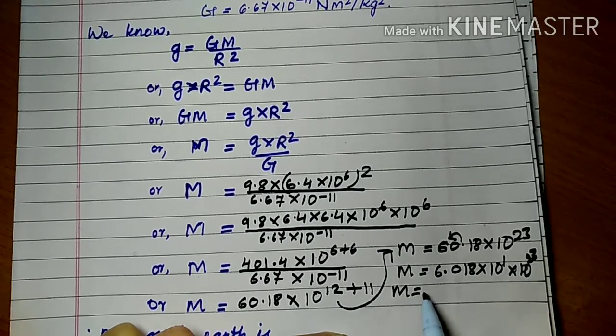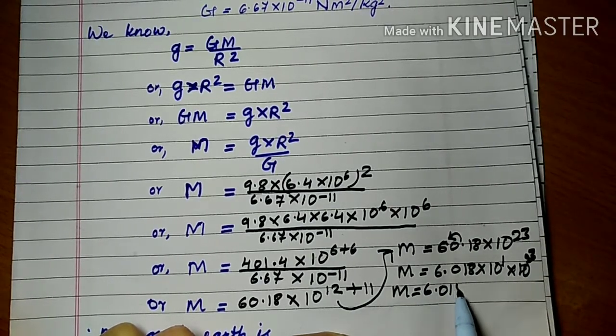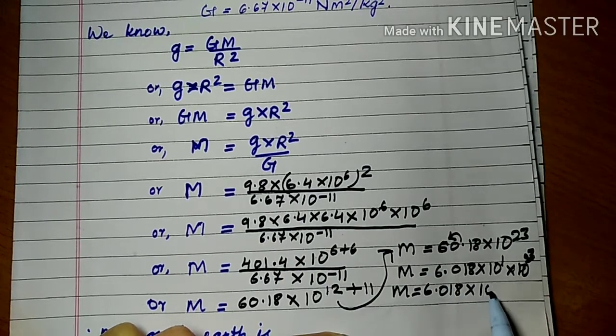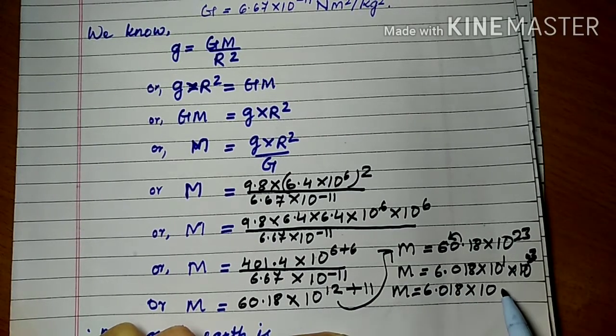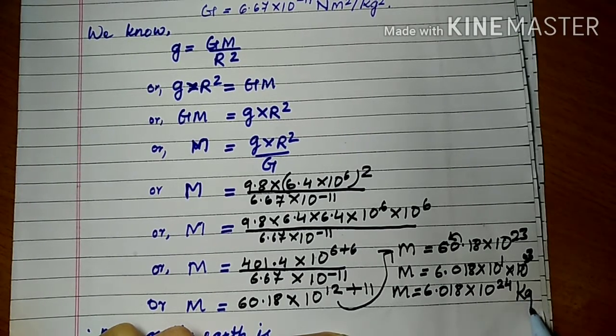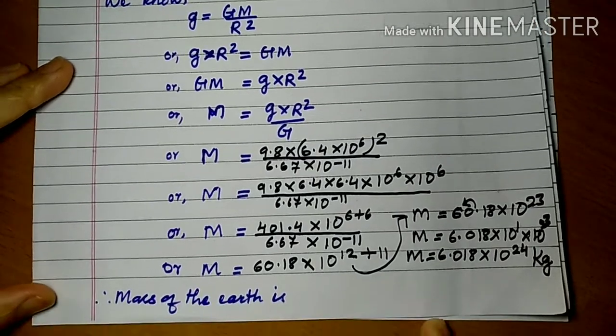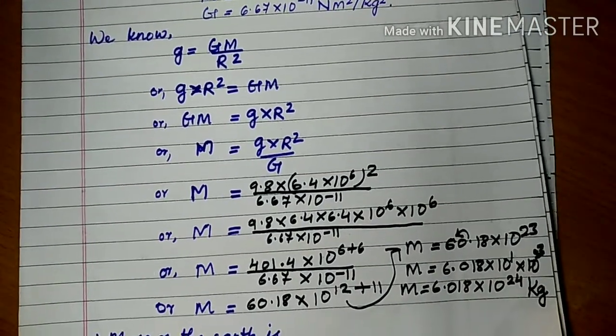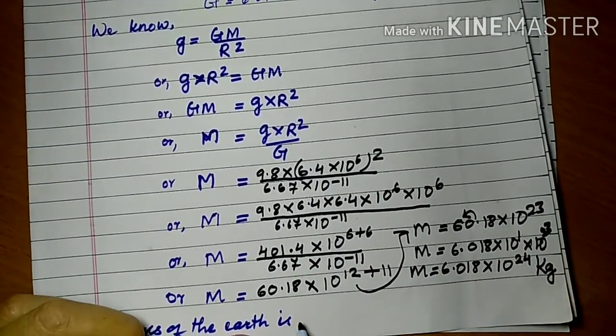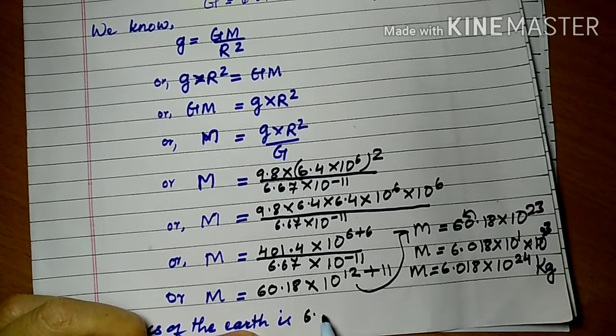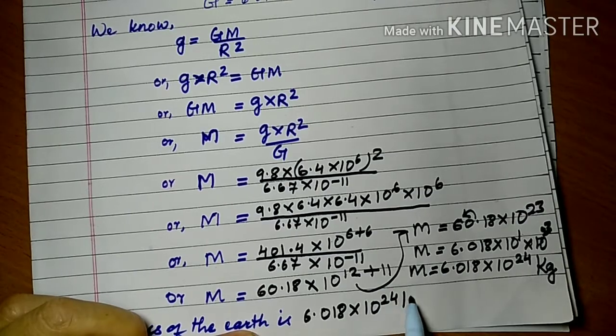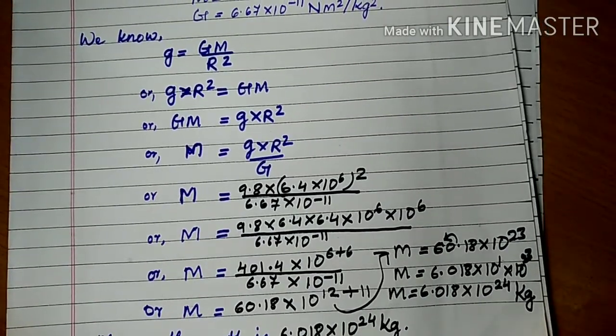Here m equal to 6.018 into 10 to the power 23 plus 1, 24. Now this is kg. Now the answer statement you have to write over here. Therefore, mass of the earth is 6.018 into 10 to the power 24 kg. So this is your answer, question number 5.